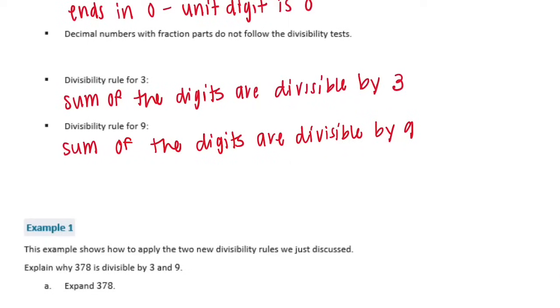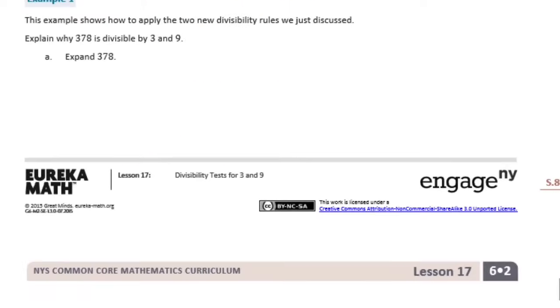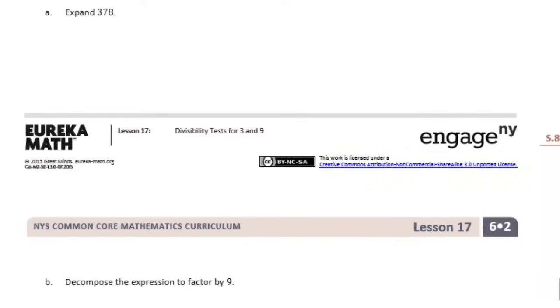So we're going to explore this a little bit more and show why that works. So try and stick with me. This is a little bit confusing, but try and stay with me. Okay, so example 1. This example shows how to apply the 2 new divisibility rules we just discussed. So for 3 and 9. Explain why 378 is divisible by 3 and 9.